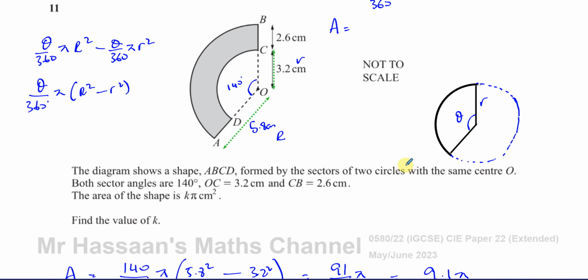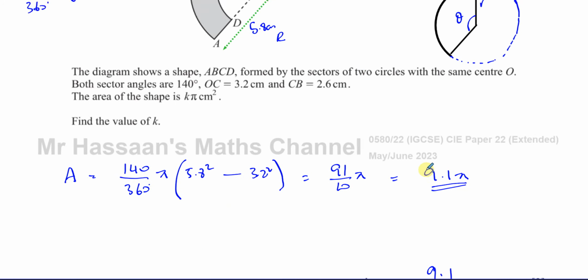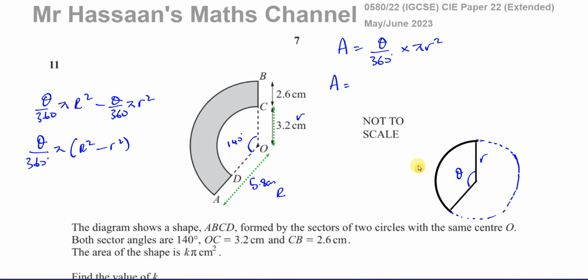So this is a question about area of sectors of circles, and pretty straightforward. 3 marks, and that's it.